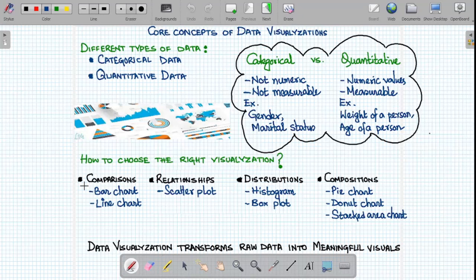If we want to depict comparisons, we will be using bar chart and line chart. To see the correlation between variables or relationship between variables, we will be using scatter plot. Histogram and box plot are specifically used to understand the distribution of variables. We have pie chart, donut chart and stacked area chart to depict compositions. Let's understand when to use and when not to use each and every chart. This will give you the in-detail understanding of each and every visualization present for data visualization.